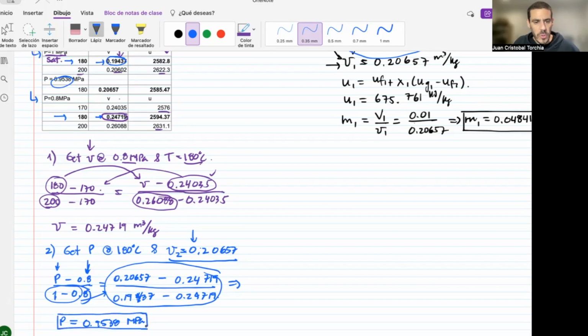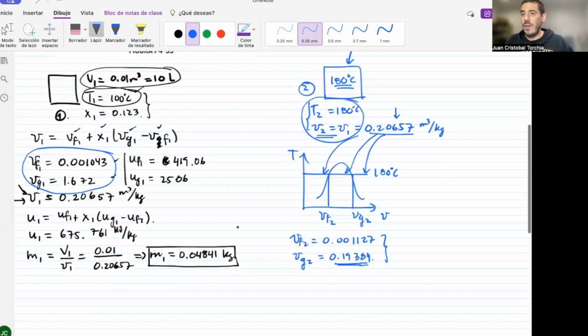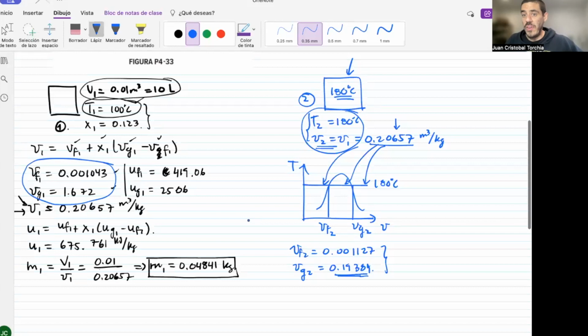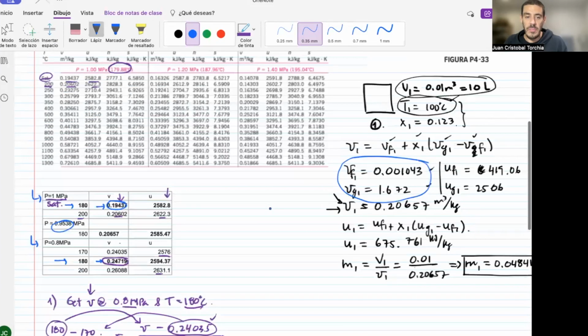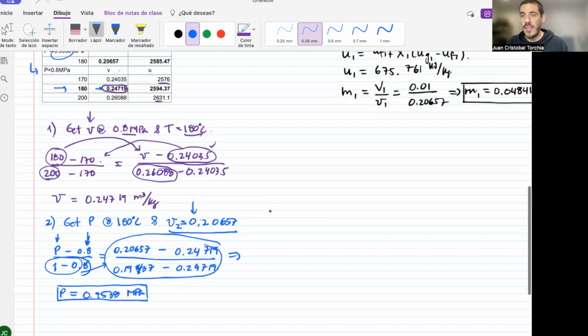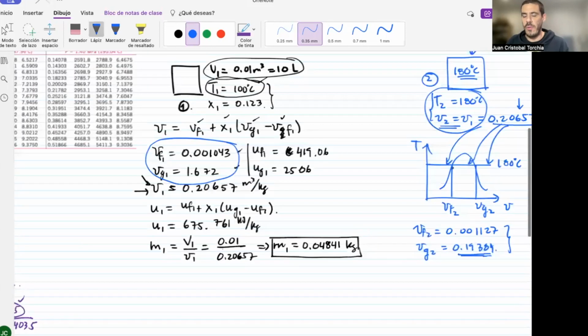This pressure is the one that is in that container, in this tank, at 180 degrees Celsius, with the specific volume of 0.20657. So I just got from the steam tables, interpolating twice, the pressure that this tank is at right now. But they weren't asking me that. Oh my God, yeah, you're right.